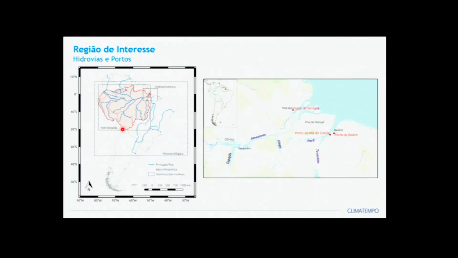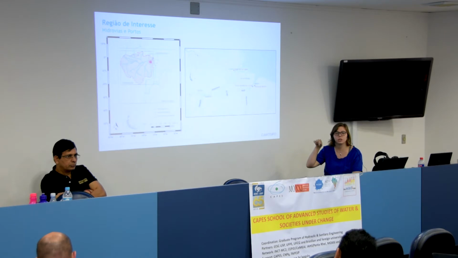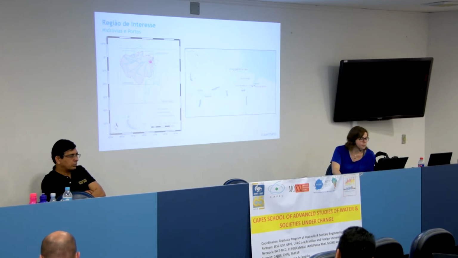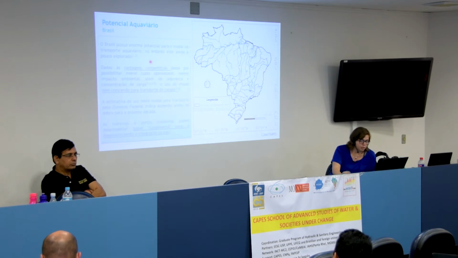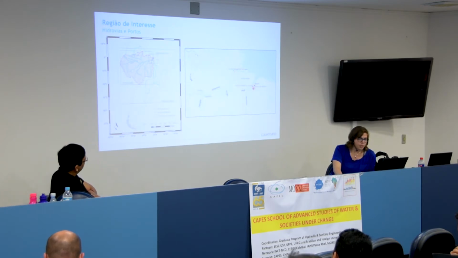So this was the project area. We dealt with the Amazon basin in terms of our hydrological model. For the meteorological model, we actually have all this area modeled. And then we have a hydrodynamic model that is more focused only on the ports. We have four ports in that region, so it was mostly focused on that. These are some of the ports: in Belém, in Macapá, and two here in Porto Vila do Conde.